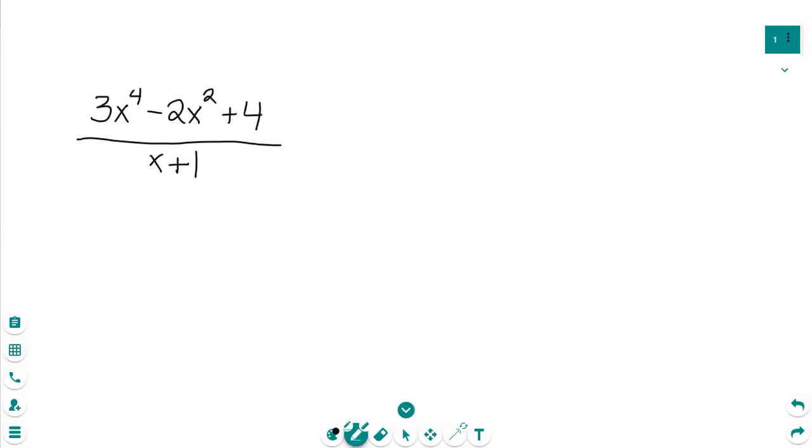The first step is to set up the problem. We draw this large L shape like this. Now we are dividing by x plus 1. So on the outside, we would write the 0, which we find by flipping the sign of the x plus 1. So since it is x plus 1, our 0 is negative 1. Write negative 1 on the outside.